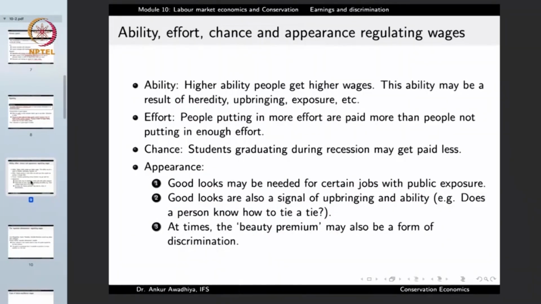Another thing that modulates the results is the ability, effort, chance, and appearance. Ability. So higher ability people get higher wages. And this ability may be a result of heredity, upbringing, exposure, and so on.